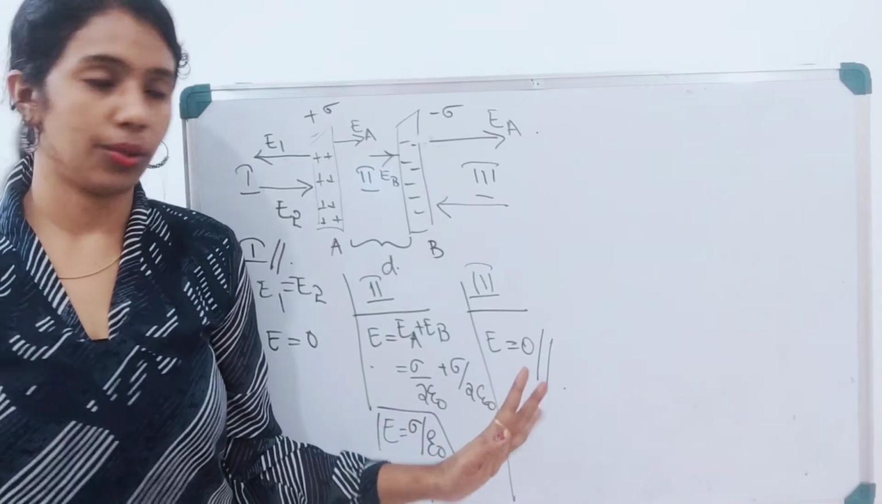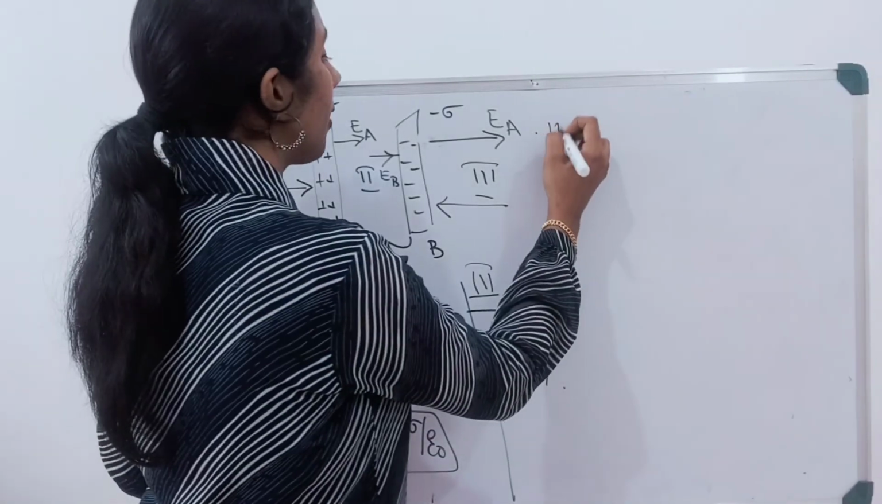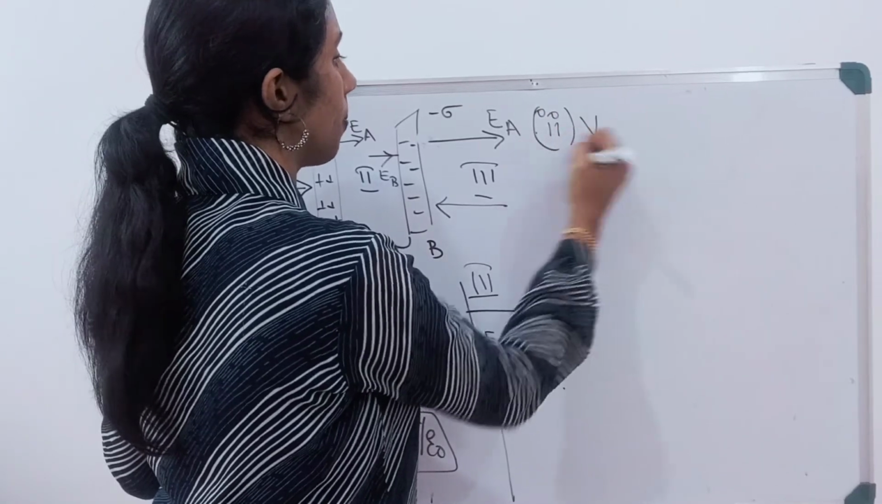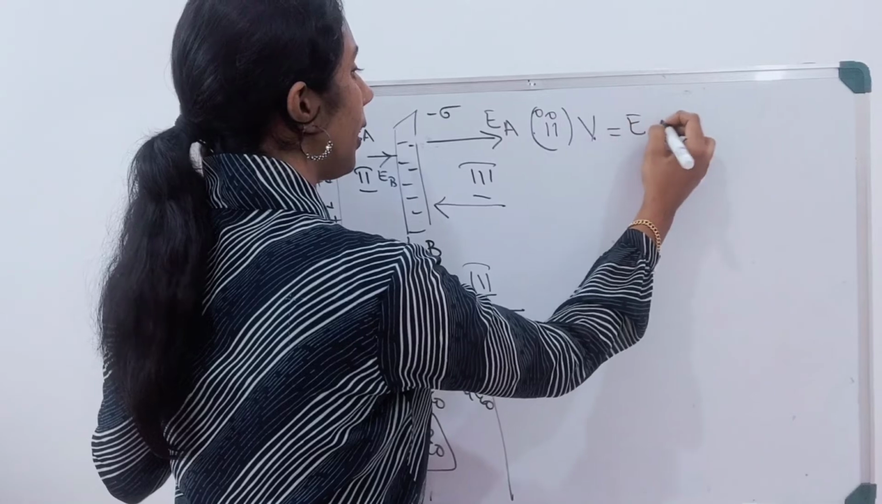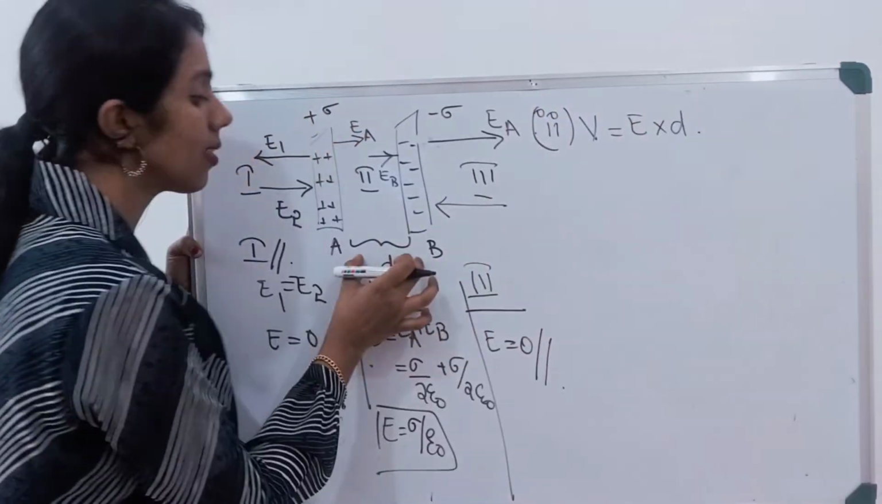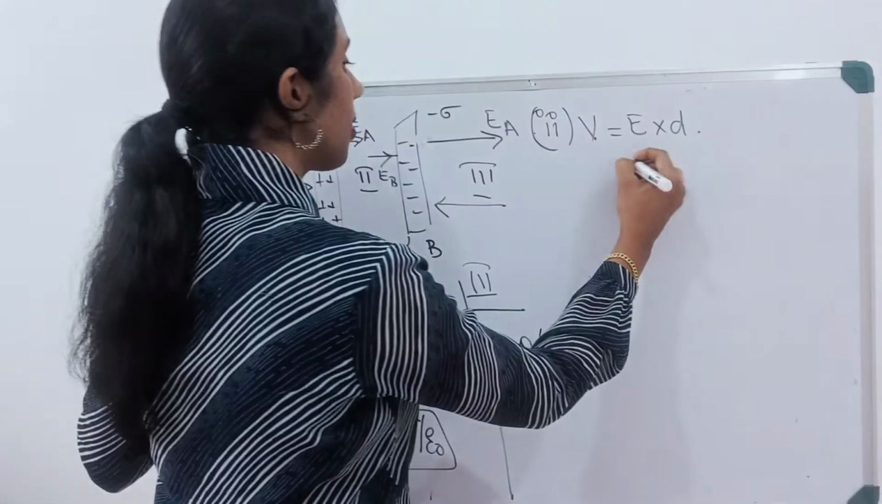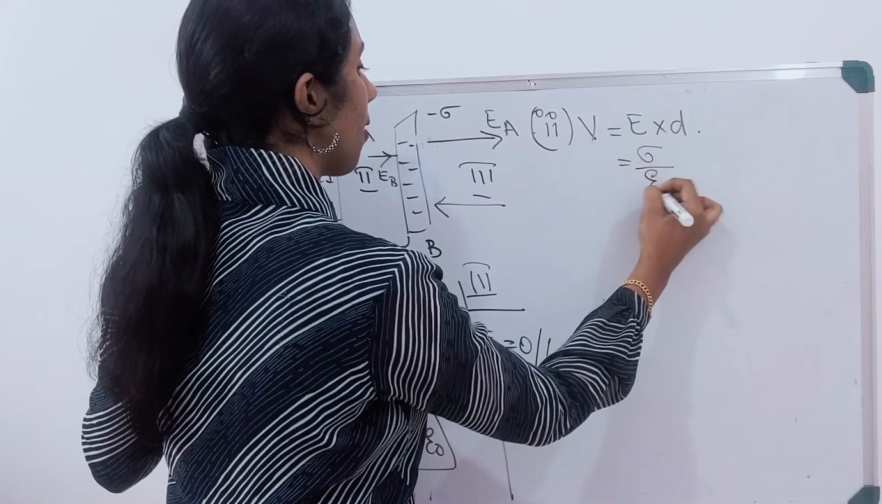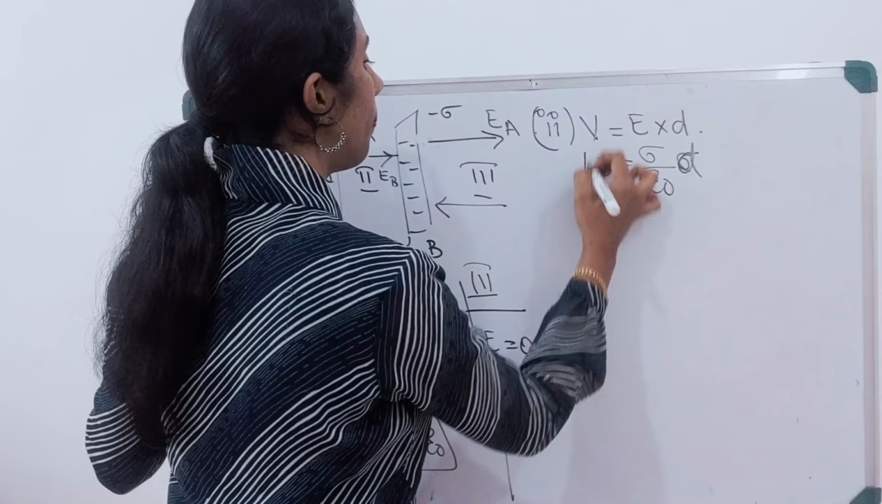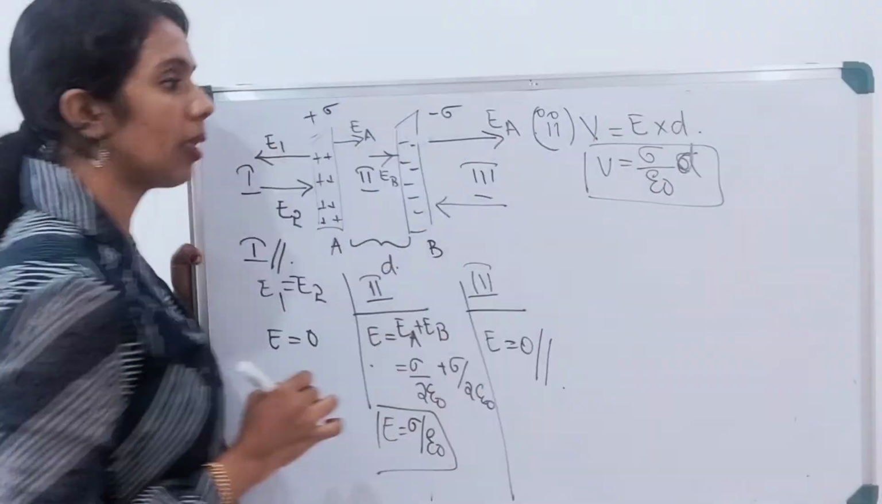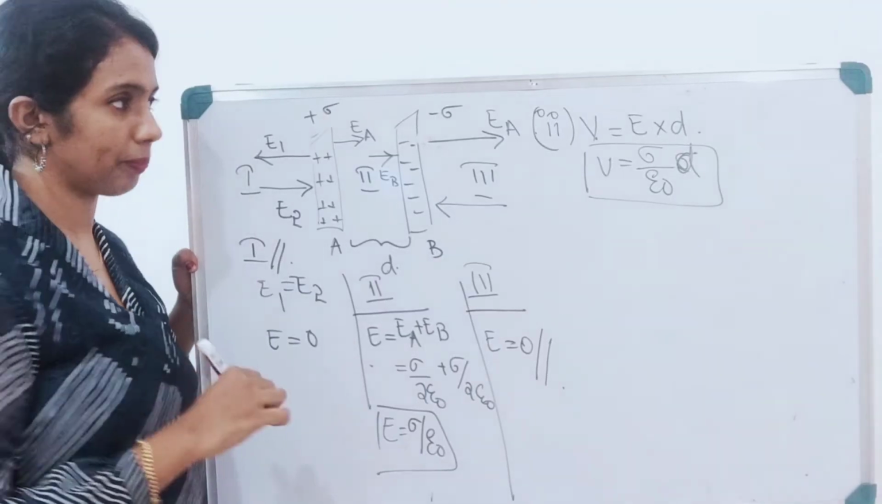by epsilon 0. Now, the second part is to find the potential difference between the plates. So, potential difference V is equal to E into distance. Here the distance is D. So, instead of E, we can write sigma by epsilon 0, into D. So the potential between the plates is sigma by epsilon 0 into D.